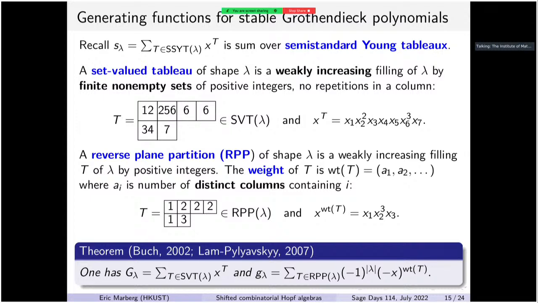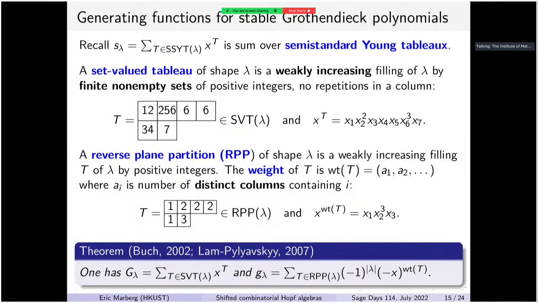So the way these guys are defined is we have a bilinear form on symmetric functions, which makes the Schur functions orthonormal. And this is defined to be the basis that is dual to these G lambdas. So the inner product, or the bilinear form, of G lambda and lowercase g mu is delta lambda mu. So you can make that definition, and then that's going to define these lowercase g's. And then it turns out to have this explicit generating function in terms of reverse plane partitions.